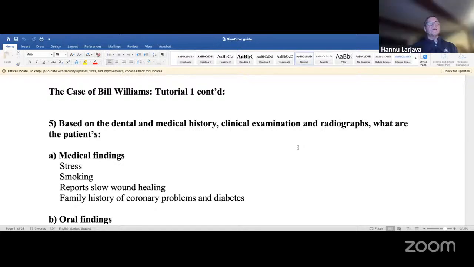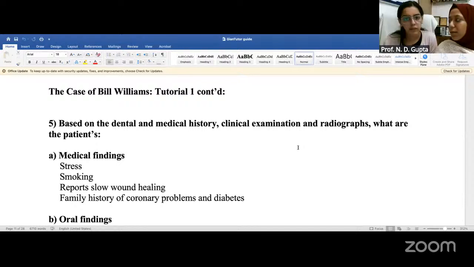Yes, but if you go to a classification that was in use before 2017, how would you diagnose this? So based on the old classification, moderate case of generalized periodontitis with moderate grade of severity. Any other answers?